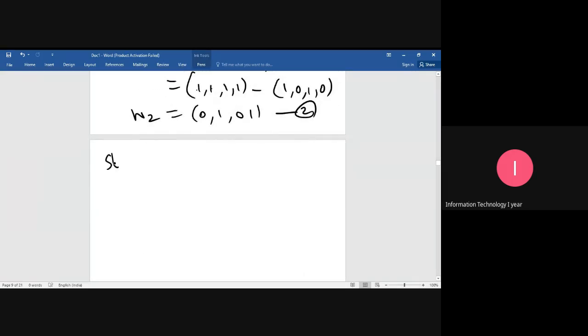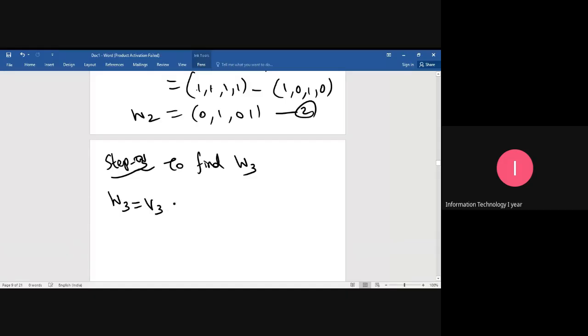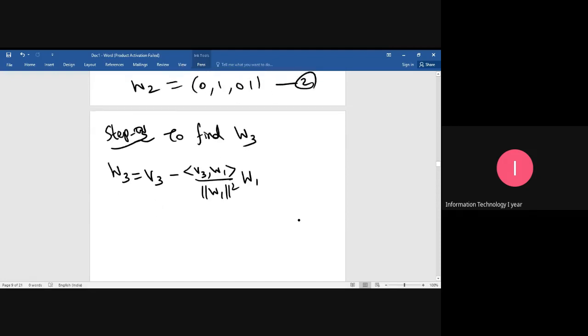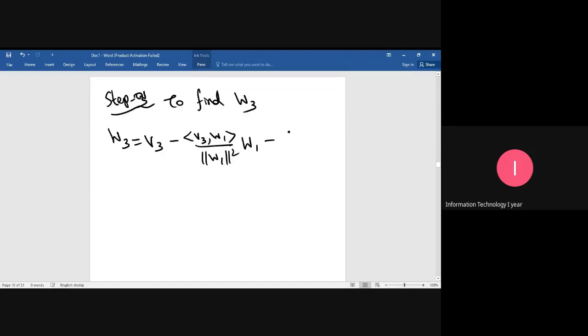Now step 3. Find out, let's say, V3 minus inner product of V3, W1 divided by norm W1 square into W1. So one more term, right? Minus inner product of V3, W2 divided by norm W2 square into W2. So this is the formula.